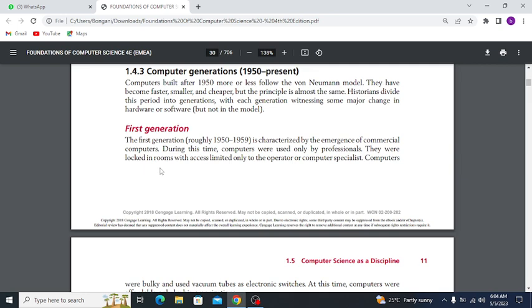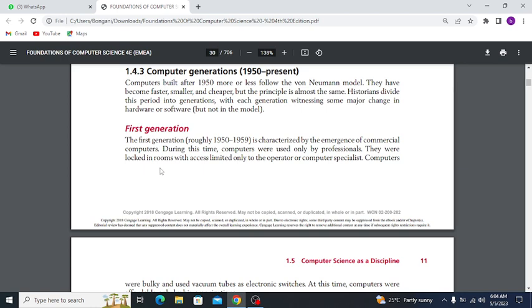On today's lesson, we'll be learning about computer generations. Right, the generation of computers. So computer generations from 1950 till present times. Computers built after 1950 more or less follow the von Neumann model.